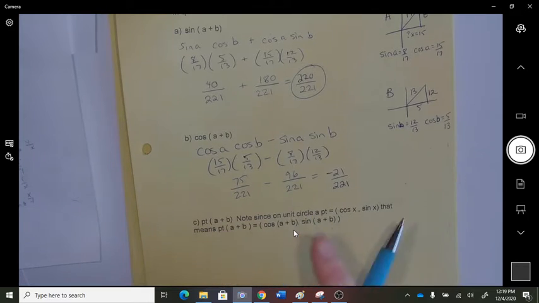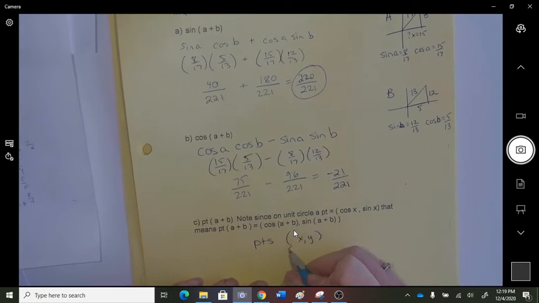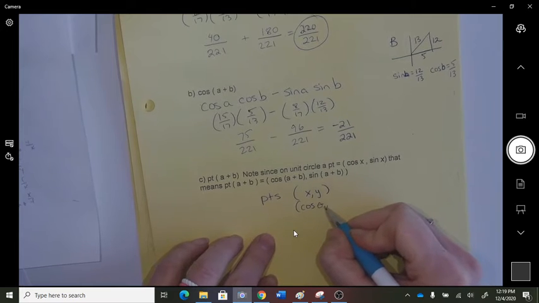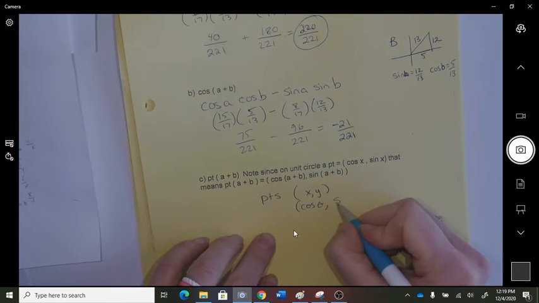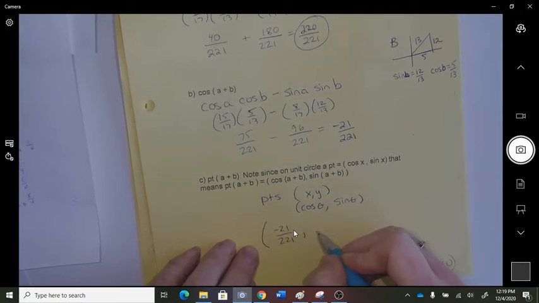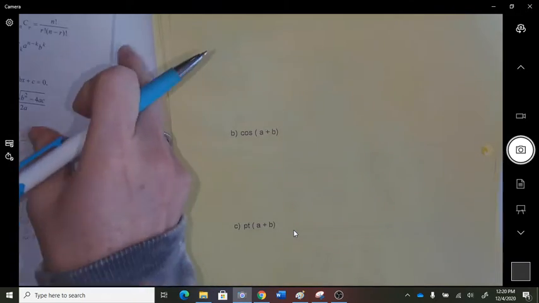So if you were to find the point, remember that points are always x comma y, and in a trig world we would always use the cos value to be the x and the sine value to be the y. So the coordinate would be, and that's me using the cos and then the sine for x and y. Okay, next.